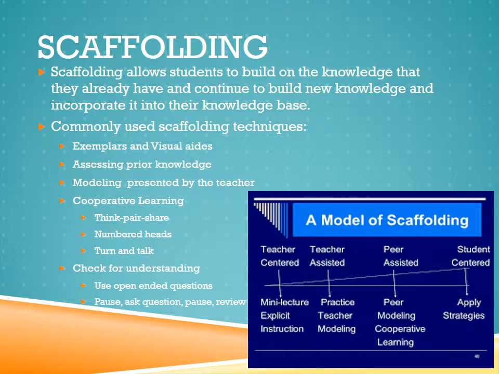Commonly used scaffolding techniques include exemplars, which are examples created by a teacher or a previous student that show the student what is expected of them. Visual aids, that can be charts or graphs that allow the student to organize their thoughts on paper. Assessing prior knowledge, using what a student is already very familiar with to build an understanding of the new topic that is being covered. Modeling presented by a teacher. Many times this is done in a role play and the teacher is modeling a behavior or an expected outcome.